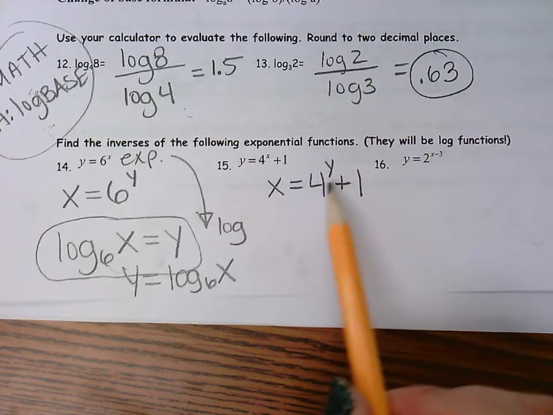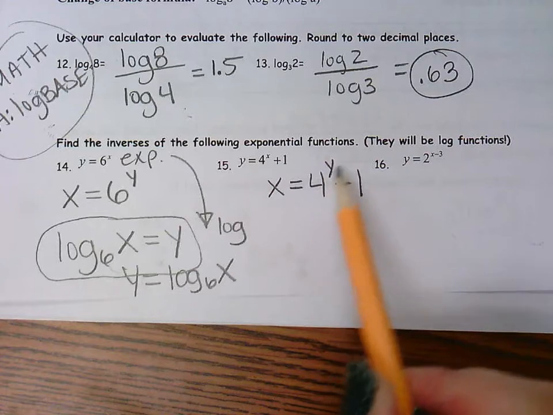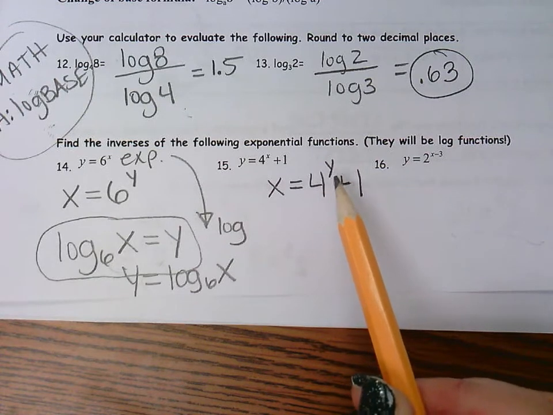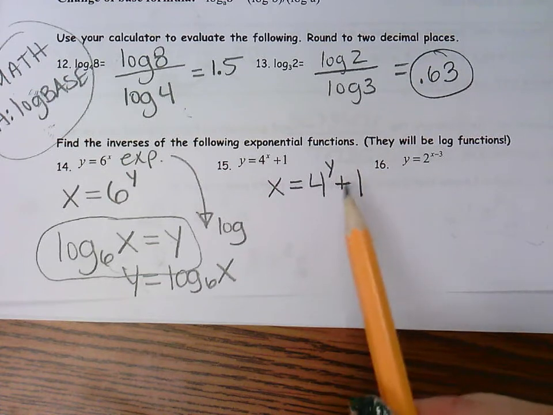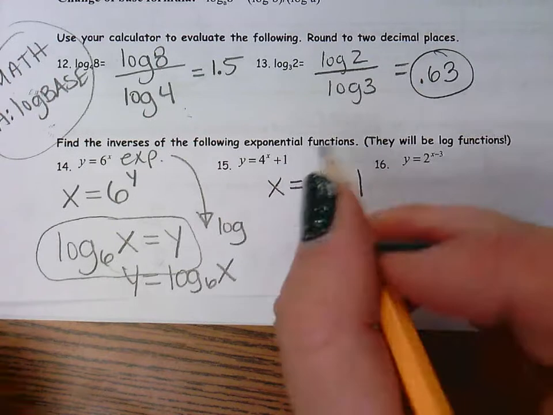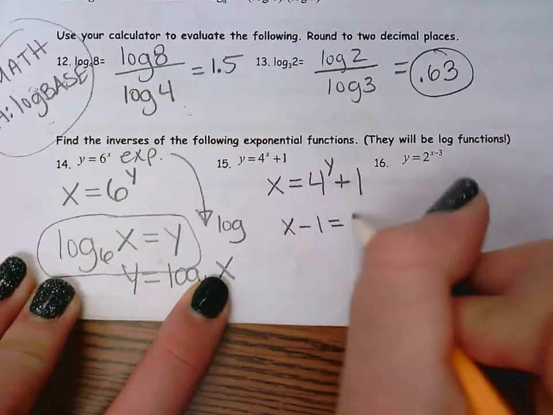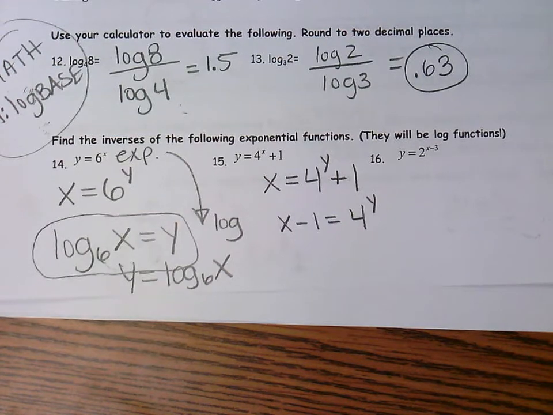I'm almost ready to switch it into log form. I have to get 4 to the y by itself before I switch it into log form. How am I going to get rid of this plus 1 over here? Just subtract 1 to the other side. So that's another inverse operation, right? So I have x minus 1 equals 4 to the y power. It's a lot of algebra skills.